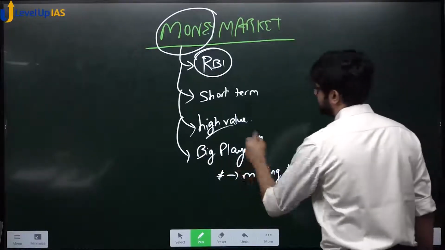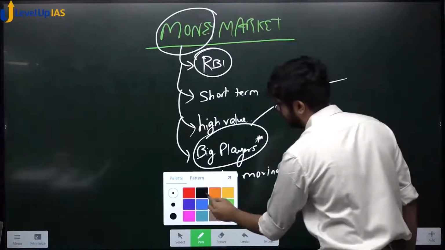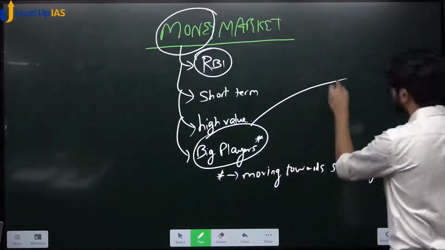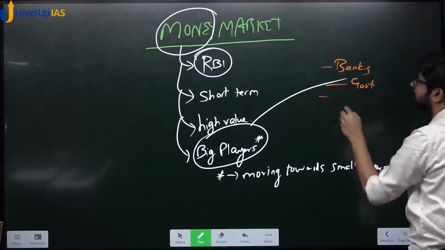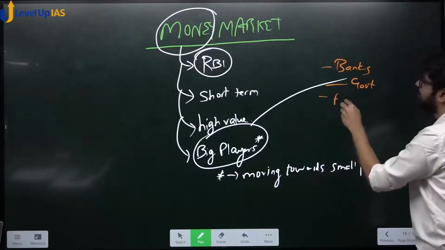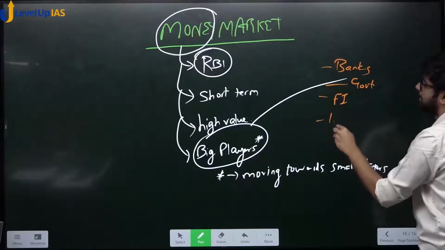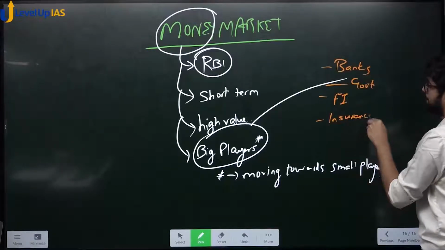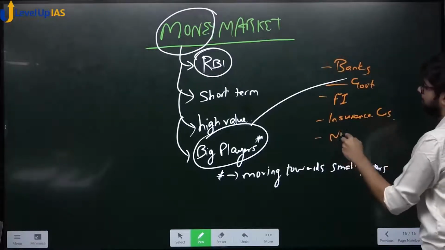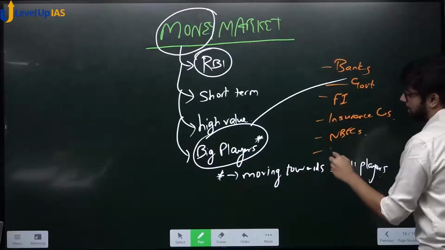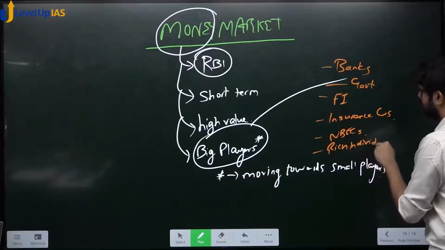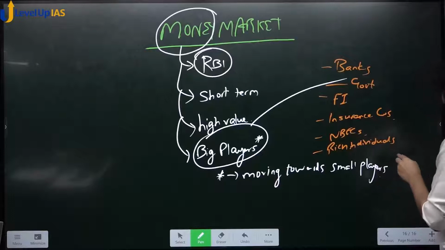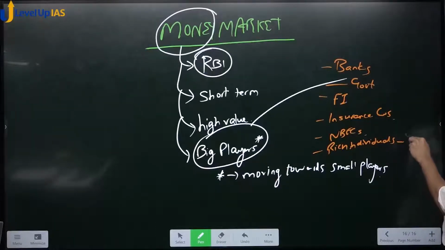Who are the big players? चलो बताओ क्या लगता है? Who are the big players? Banks, government, next financial institutions, next insurance companies, NBFCs, rich individuals, है ना? अच्छा, इसको ये rich individuals बहुत ही देसी term है. Let us purify it, sophisticate it. HNI. ओहो सर ये क्या है?